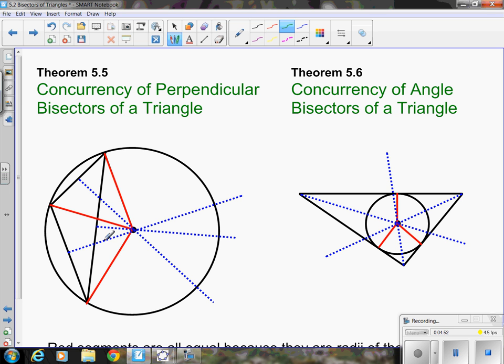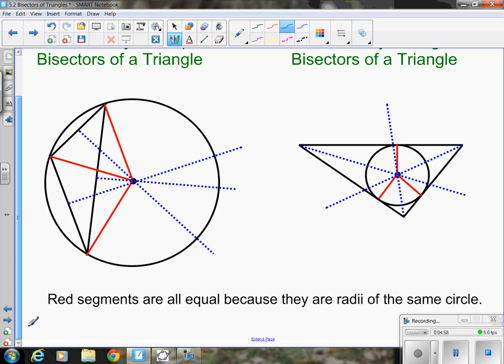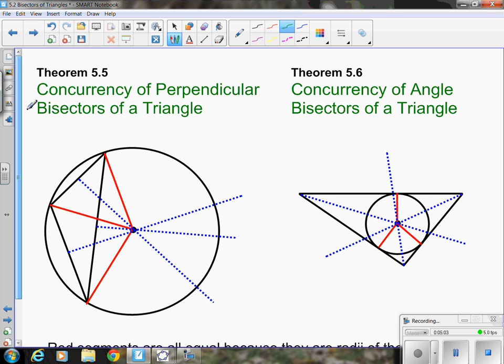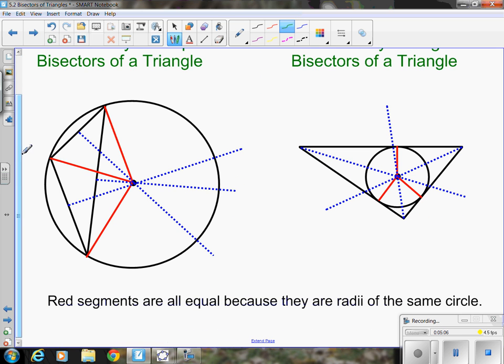Concurrency of perpendicular bisectors. I got some pictures. These ones aren't as nice because you don't get to move them. The red segments are all equal in both pictures. That's basically what the theorems are saying. The one thing I want to note is that this is called the circumcenter. The circle is going around the outside of the triangle, and this center is called the incenter. The circle is inside the triangle.